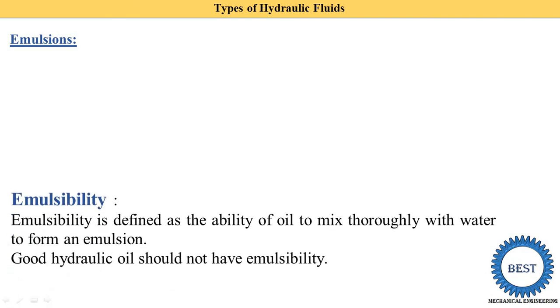Now in the properties we studied emulsibility. Emulsibility is defined as the ability of an oil to mix thoroughly with water to form an emulsion. Emulsion means it is a mixture. So water and oil are mixed and they make one mixture, called an emulsion, and a good hydraulic oil will not have emulsibility. So we do not require emulsibility, but one type is given, that is the emulsions. In an emulsion we use a mixture of oil and water. It is called the emulsion type of hydraulic fluid.